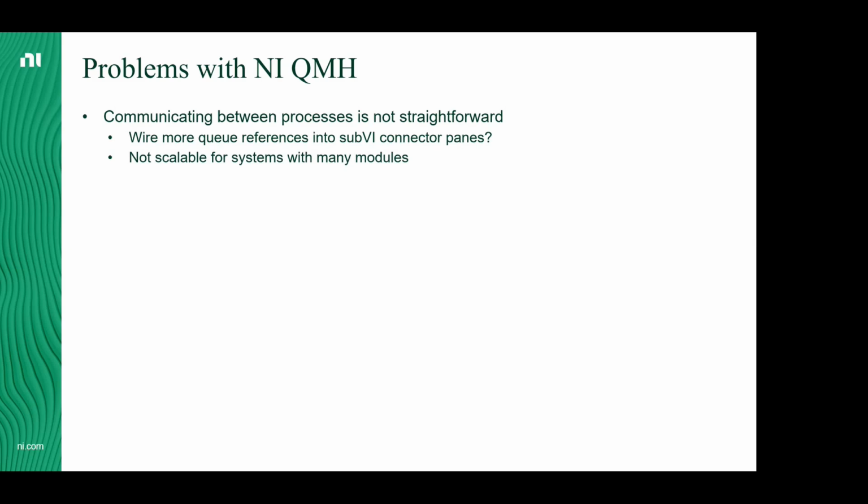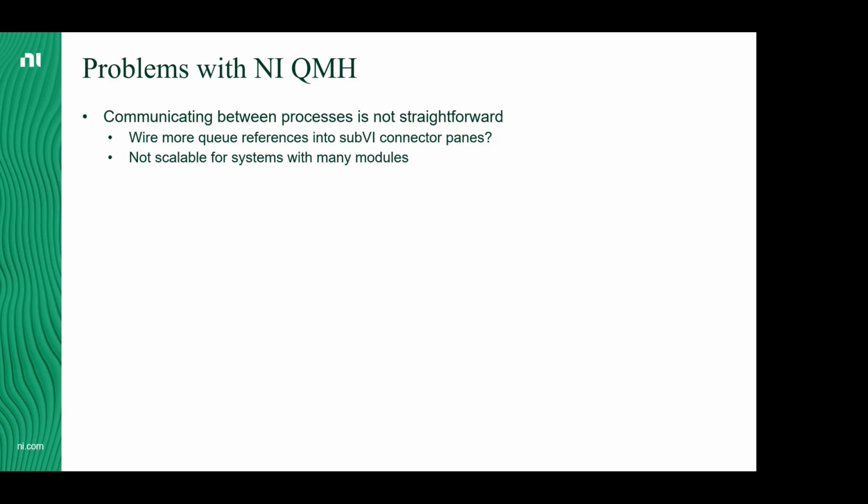First of all, it's not exactly straightforward how to communicate between those different processes. We've got the main QMH, we've got the acquisition message handler, we've got the logging message handler. How exactly do we communicate between those? Well, in the code I just showed, we were passing queue references into sub-VI connector panes.